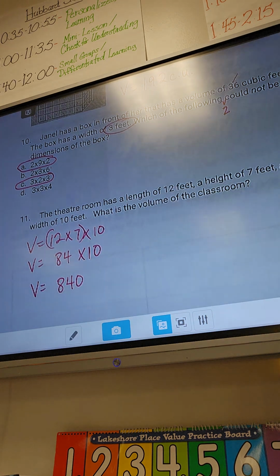Why? How do you know it's 840, Brooklyn? Oh yeah, Brooklyn. It's 840 because all you have to do is get the zero from the 10 and put it with 84, and that'll give you your number. Okay, so when multiplying by 10, just simply put the 0 on the end of the other number. When multiplying by 10, put the 0 on the end.